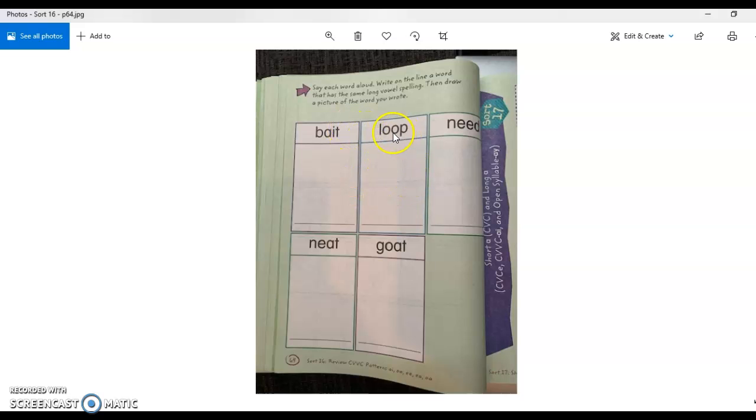So you're writing a word that's got the OO pattern, the EE pattern, the EA pattern, and the OA pattern, and illustrating the word that you choose to write.